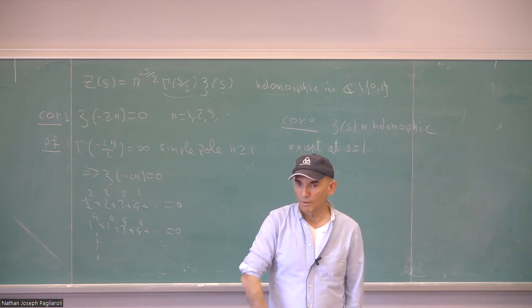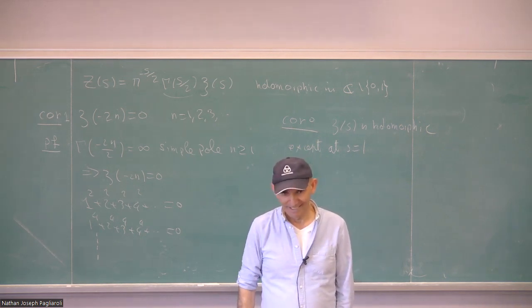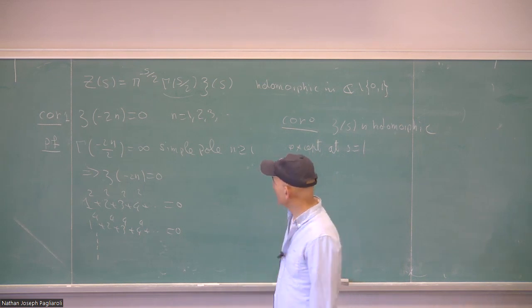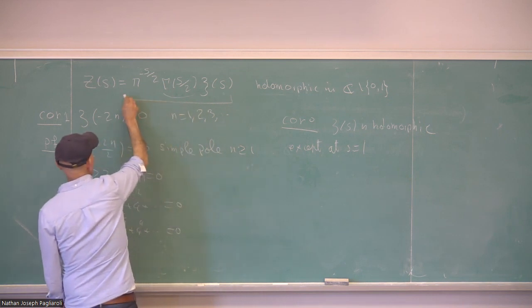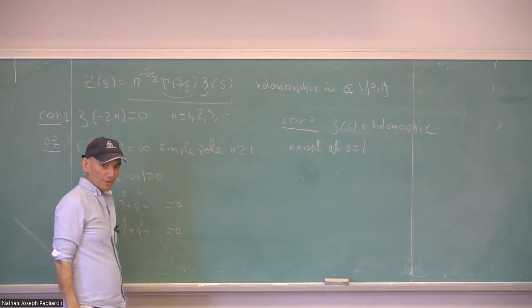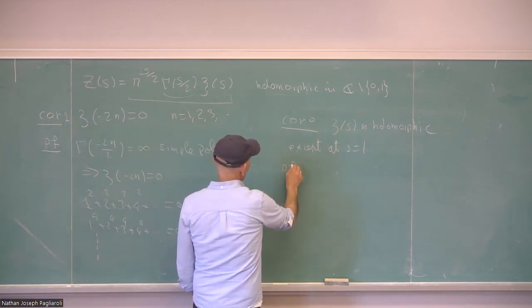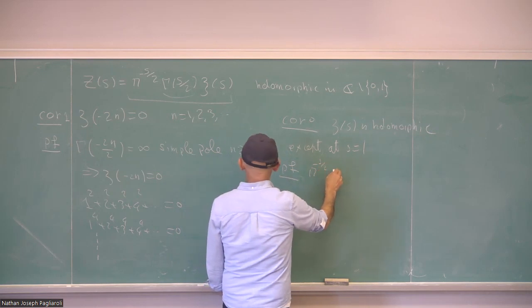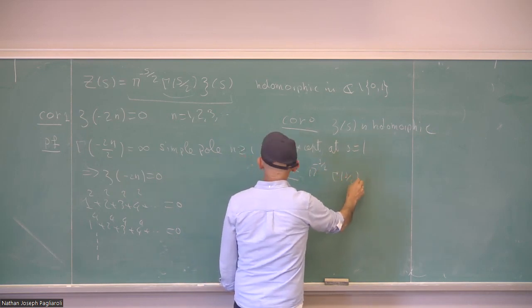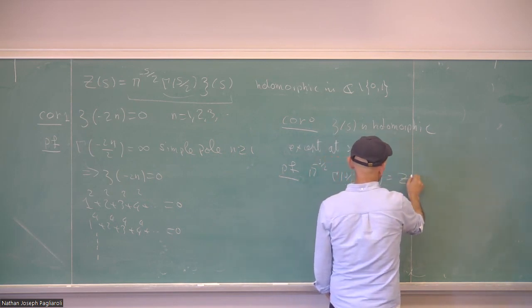Corollary 0 is that actually zeta of s is holomorphic everywhere except at s equal to 1. Well, but I didn't give a complete proof, I should tell you. Let me give a proof. We know that pi to the power minus s over 2, gamma of s over 2, zeta of s is holomorphic. This is Z of s.